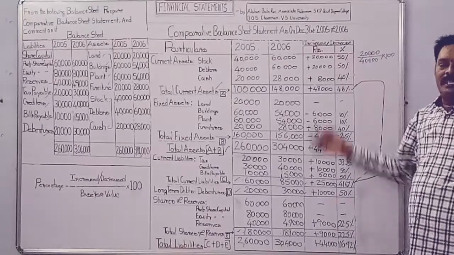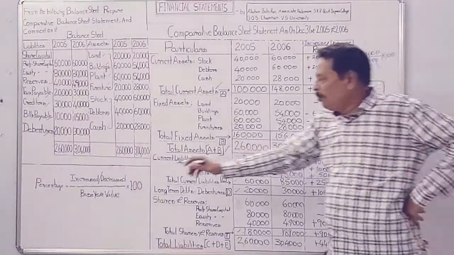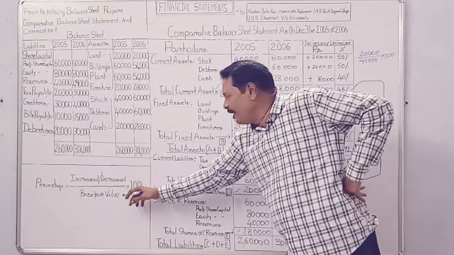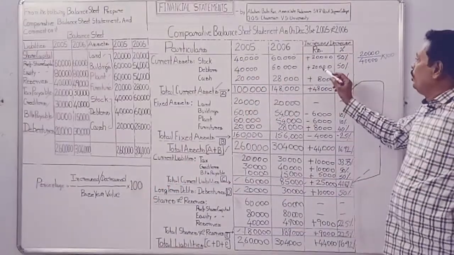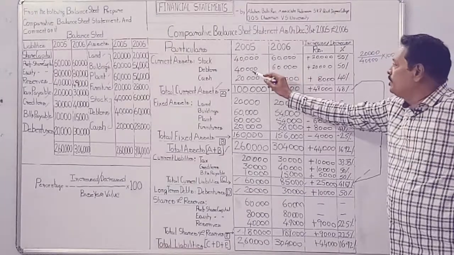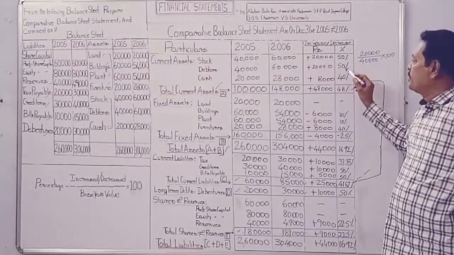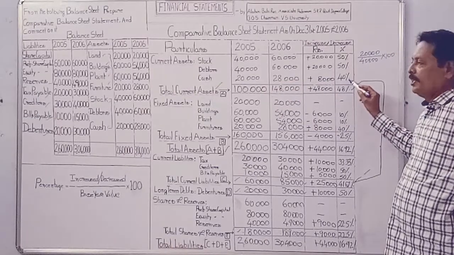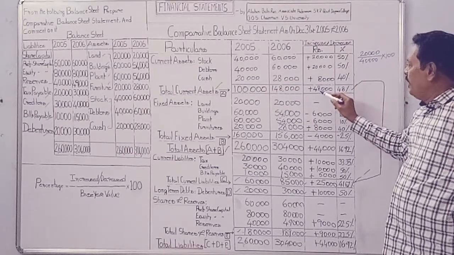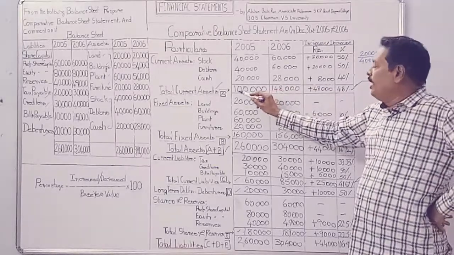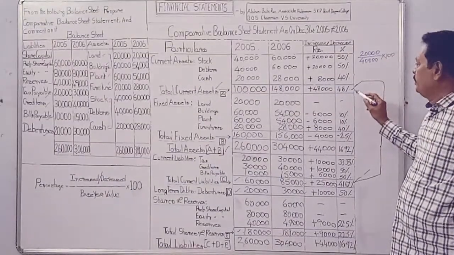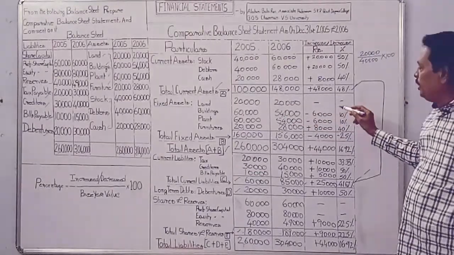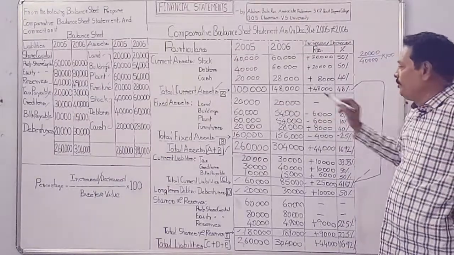Like this, all the percentages are calculated with the help of this formula: increased or decreased value by base year value into 100. Just like 20,000 increased, 20,000 by 40,000 into 100, you will get 50%. 8,000 divided by 20,000 into 100, you will get 40%. Like this, 48,000 increased value by 1 lakh rupees into 100, you will get 48%. Here there is no change, 20,000 to 20,000, so there is no need to calculate the percentage. Both values are equal.